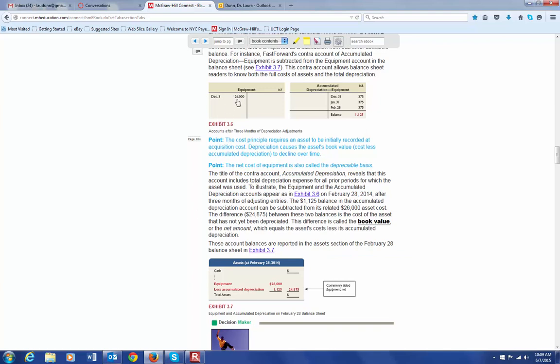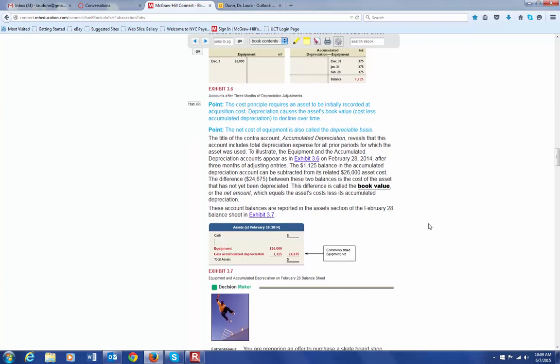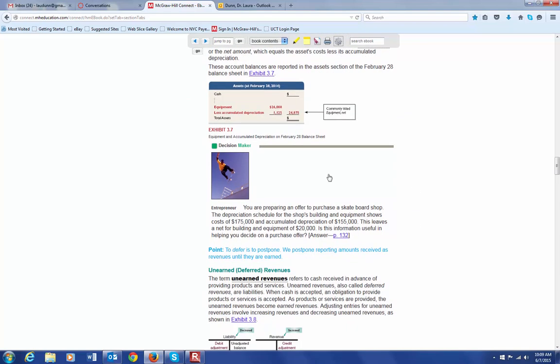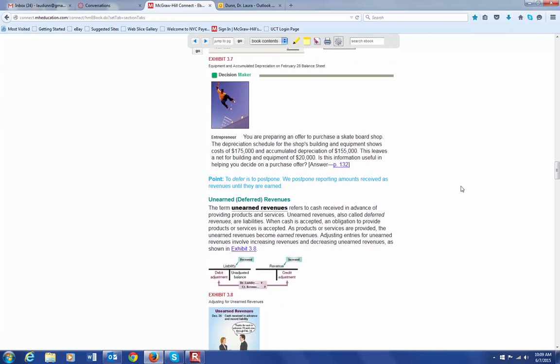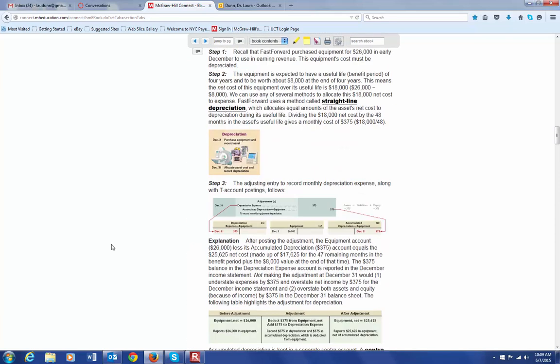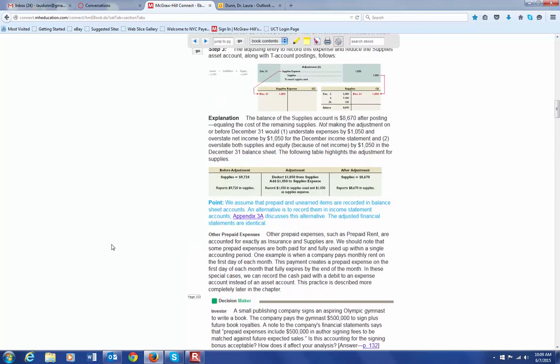So the book value is no longer $26,000, it's $26,000 minus the accumulated depreciation. And then eventually this is going to be reported on your balance sheet. And then they show that here as well. So in assets you would have equipment, and the equipment balance would be $24,875. Okay, so those are how you do adjustments for expenses, prepaid expenses.